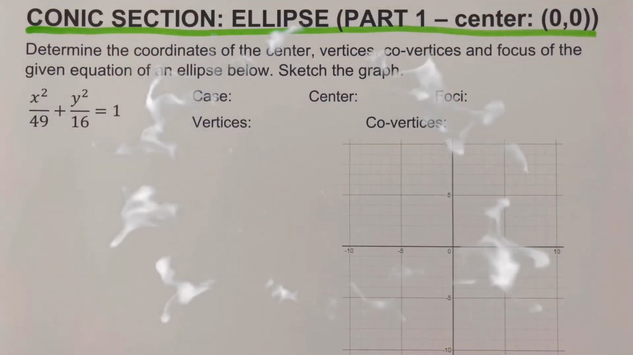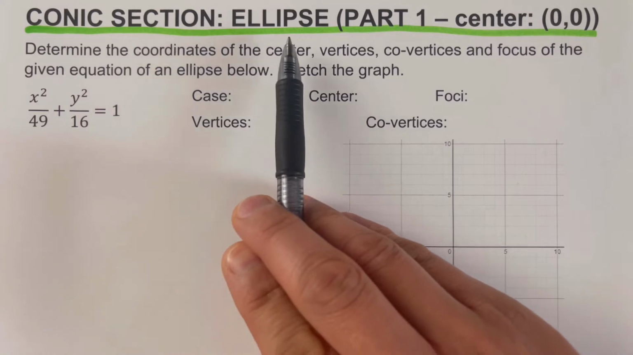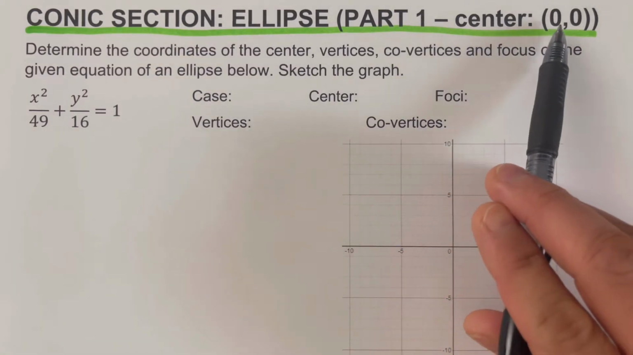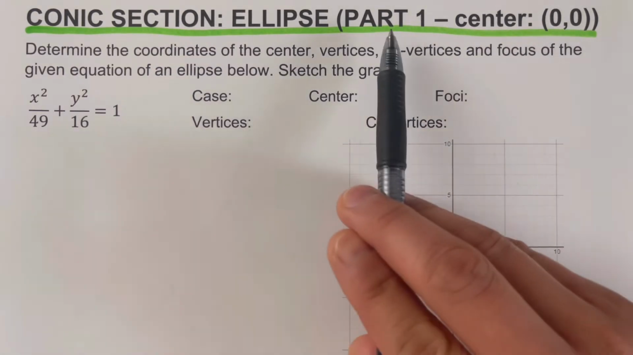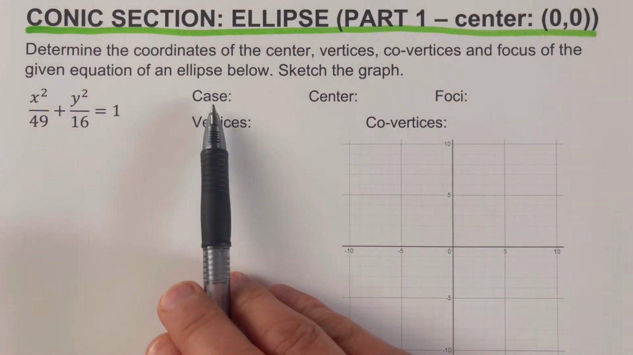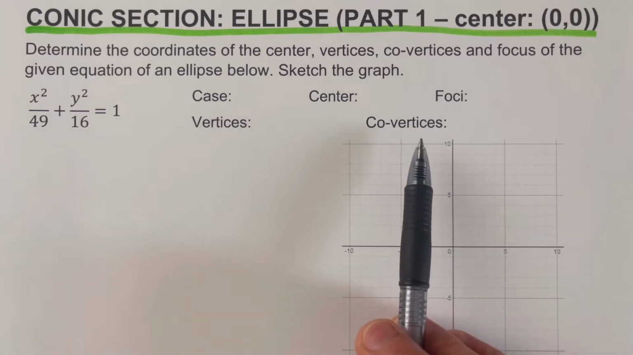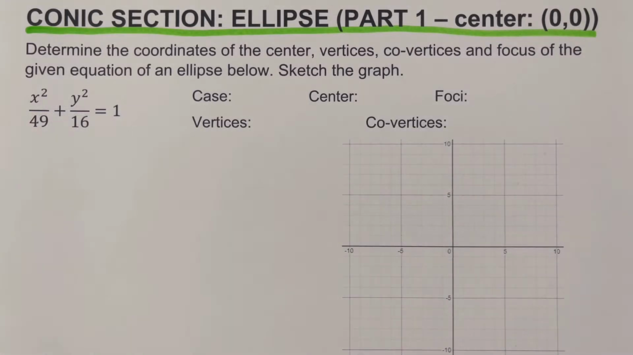Hello everyone. This video will focus on conic sections, specifically on an ellipse that has a center at the point of origin, or (0, 0), and this is the first part. This part will show how to determine the case number, the center, the foci, the vertices, and the co-vertices of a given equation of an ellipse.